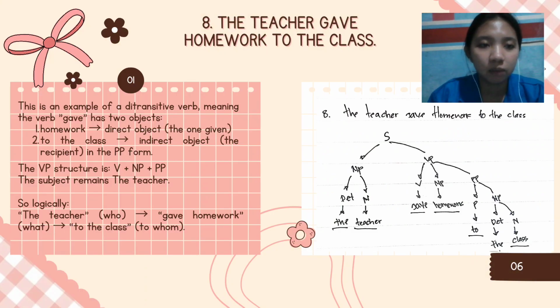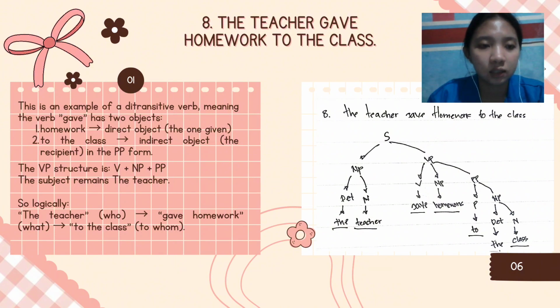8. The teacher gave homework to the class. This is an example of a ditransitive verb, meaning the verb gave has two objects. The first one is homework as a direct object, the thing given. The second, to the class, is the indirect object, the recipient in PP form. The VP structure is verb plus noun phrase plus prepositional phrase.